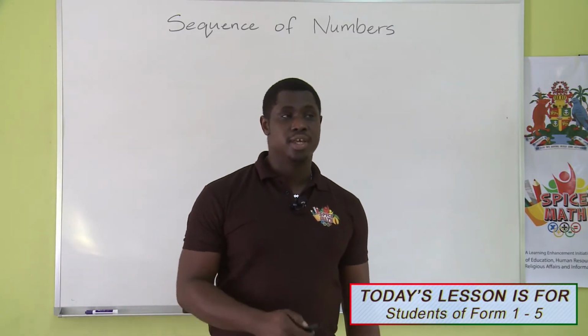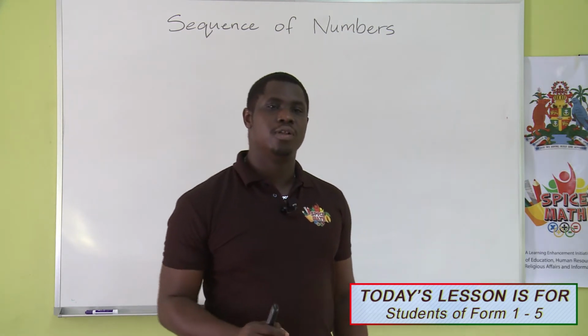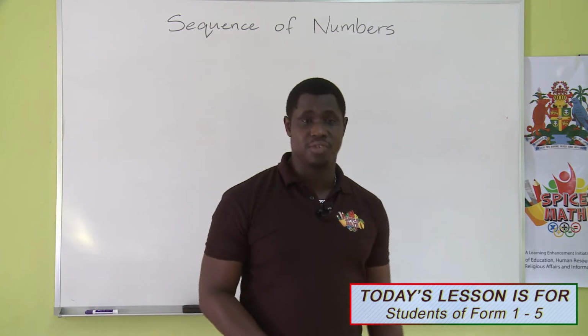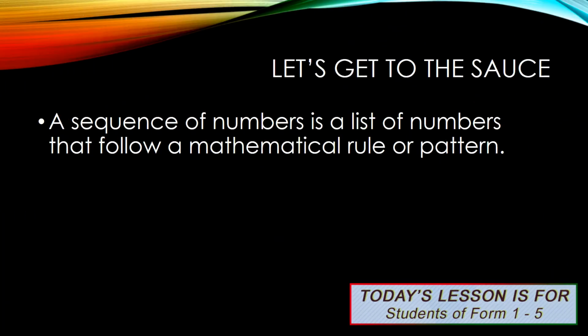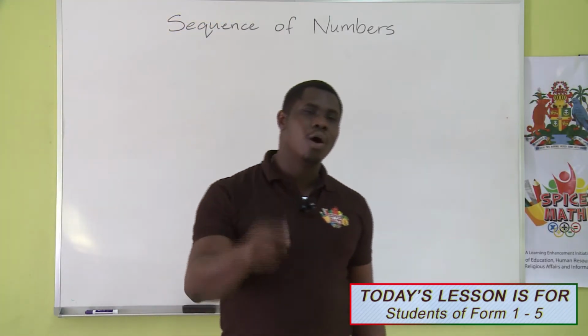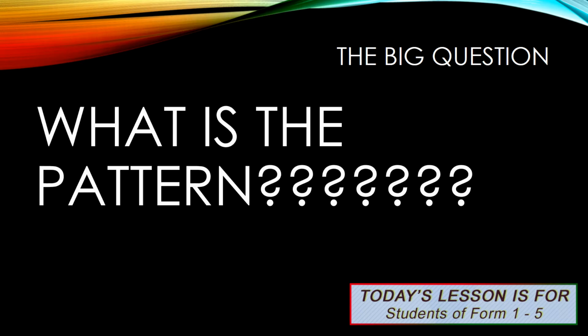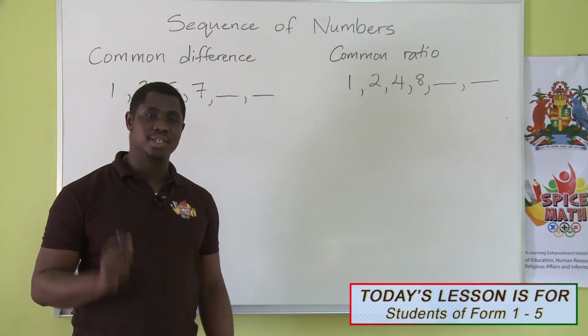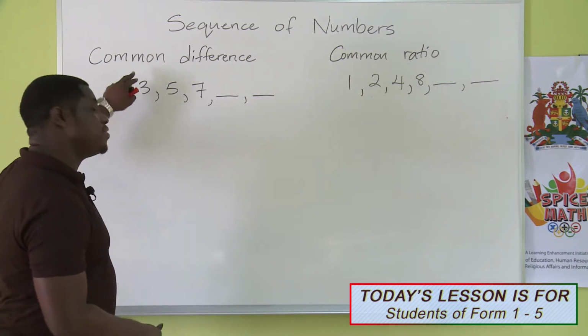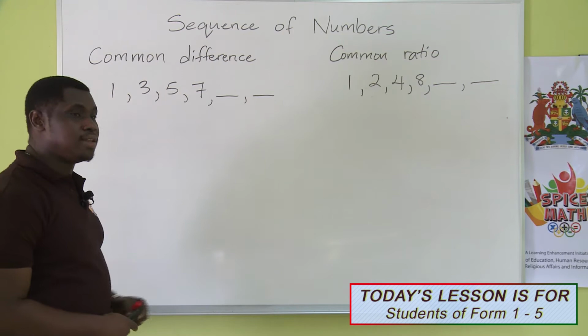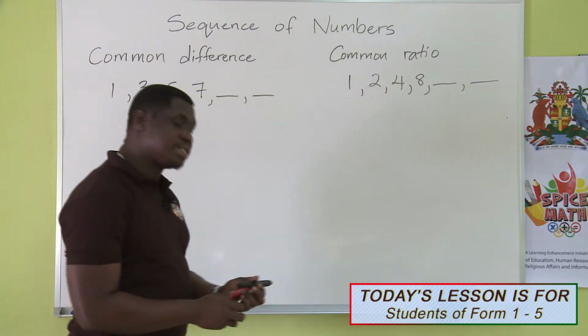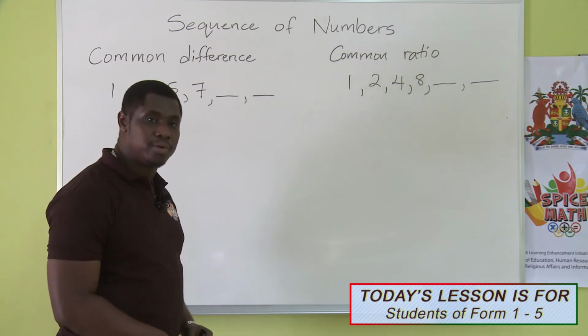Now that we've got that covered, let's get to the source. First of all, we have to be able to define what a sequence of numbers is. A sequence of numbers is a list of numbers that follow a mathematical rule or pattern. The big question that you have to always ask yourself: what is the pattern? Or what is the mathematical rule? For today, we would focus on sequences of numbers that have a common difference, as seen here, and a common ratio.